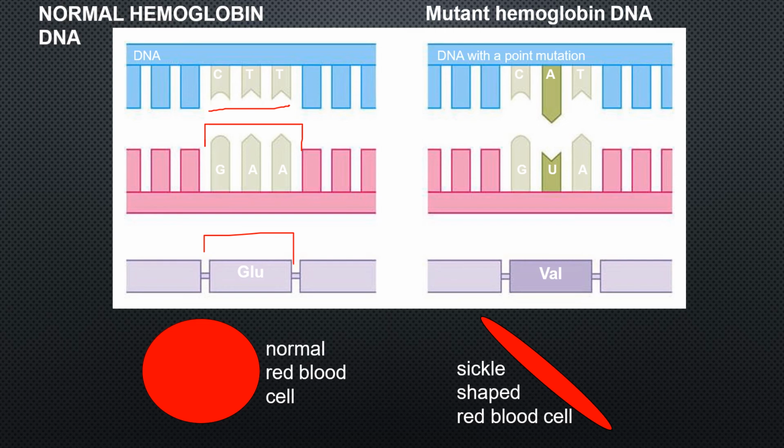What happens in our point mutation? Let's say that this one here in the middle gets thrown off, and instead of CTT, we now have CAT. Well, that changes the anticodon then to GUA. That GUA codes for a totally different amino acid, valine. And the result is a sickle-shaped red blood cell because we have changed the hemoglobin protein.